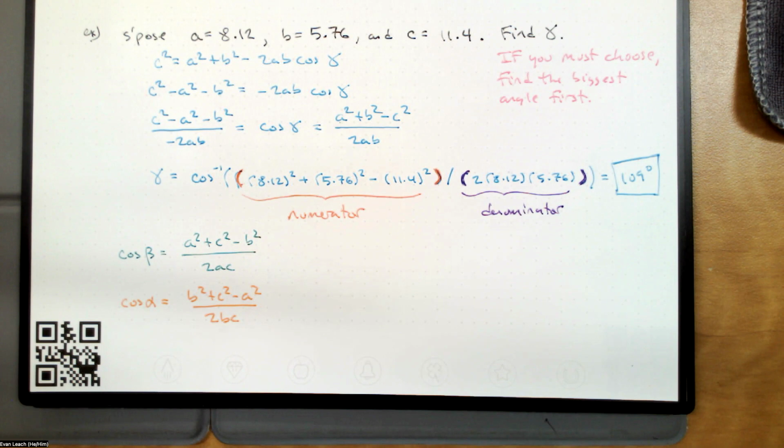Question? Comment? Yes. Yes, if I gave you like a 3, 4, 5, and you went to find the angle, it would work out to 90 degrees. It might happen to be a right triangle. So if A is 3, B is 4, and C is 5, then when you solve for gamma, it would end up being 90. And at that point, it'd be like, oh, it was a right triangle all along.